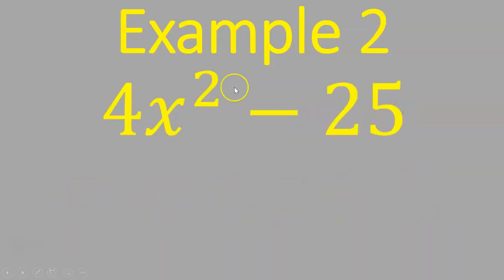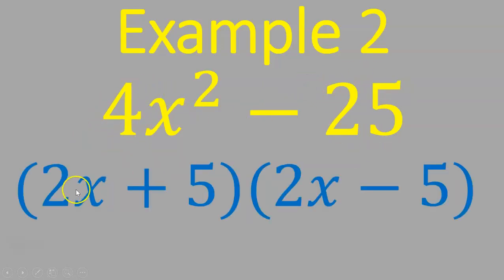Second example, a little bit more complicated, but you have the same combination. You have a binomial with a minus in between. Take the square root of both. So the square root of 4 is 2. The square root of 25 is 5. So this ends up being 2x plus 5 and 2x minus 5. 2x times 2x is 4x squared. 5 times negative 5 is negative 25. Of course, you have these middle two terms also if you're multiplying, but they cancel.